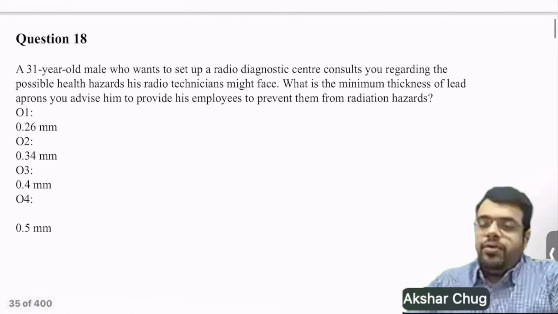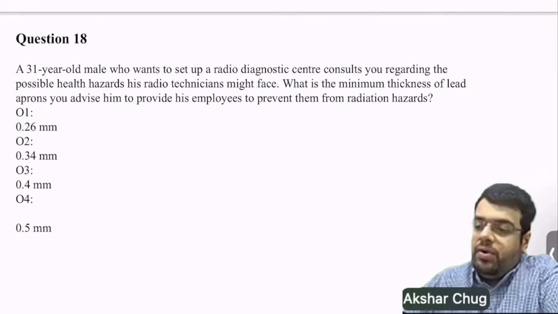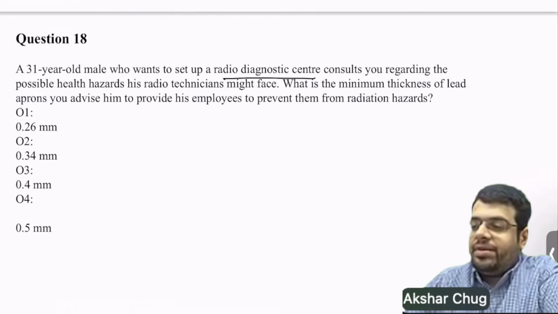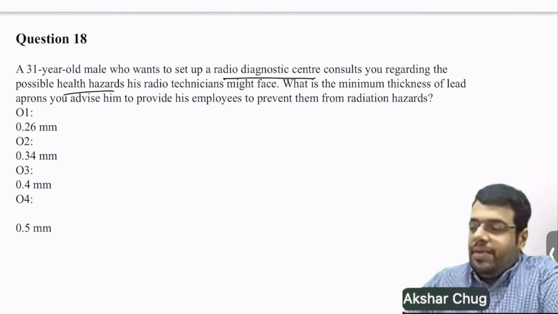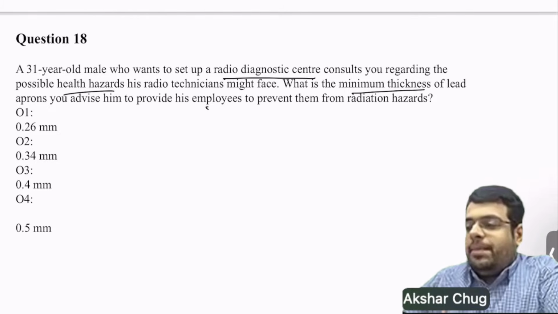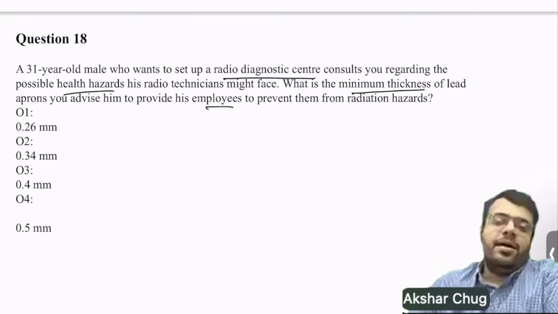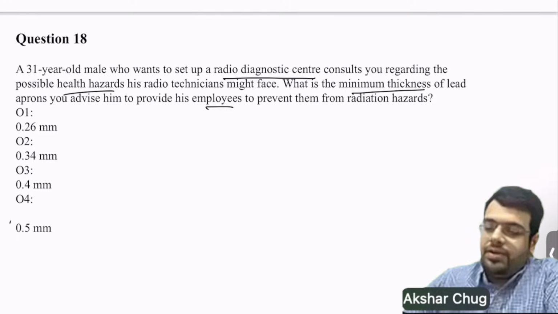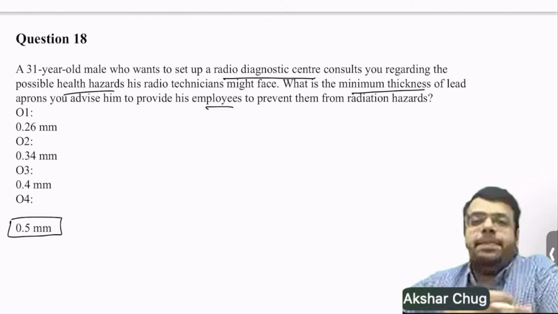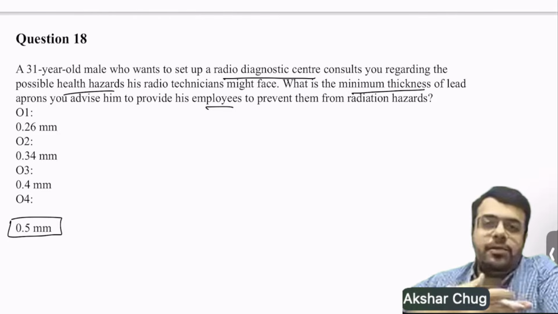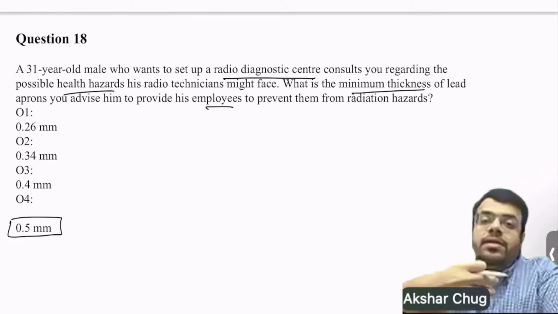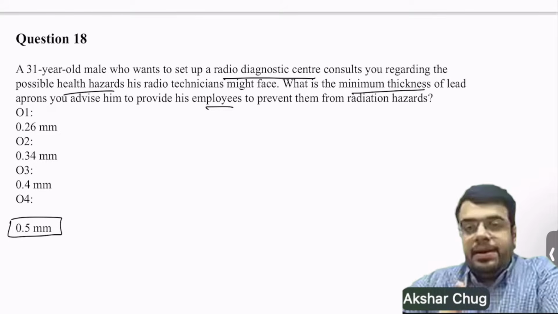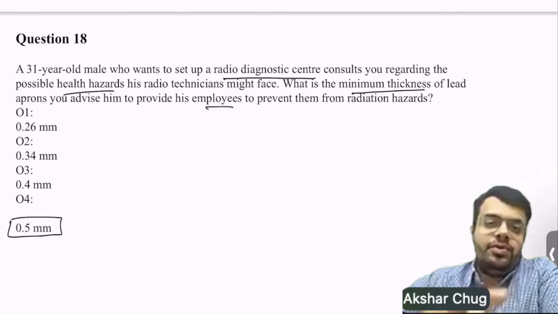Moving on to the next question, a 31-year-old male who wants to set up a radio diagnostic center consults you regarding the possible health hazards the radio technicians might face. What is the minimum thickness of lead aprons you advise him to provide to his employees to prevent radiation hazard? Again, this is a very factual question. The answer is 0.5 mm. Basically, lead prevents ionizing radiation from reaching the body. Usually there is also a collar that goes around the neck to protect the thyroid, because as we know, for papillary cancer of the thyroid, the risk is highest with radiation exposure.